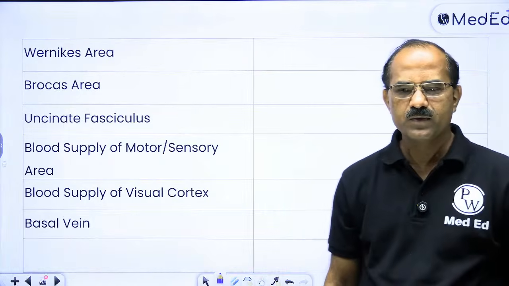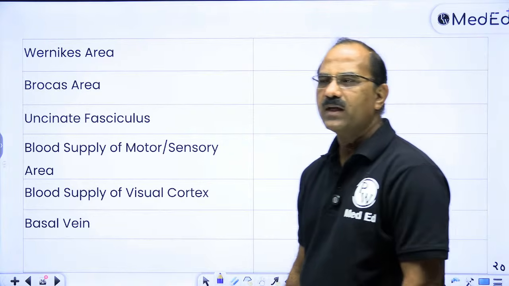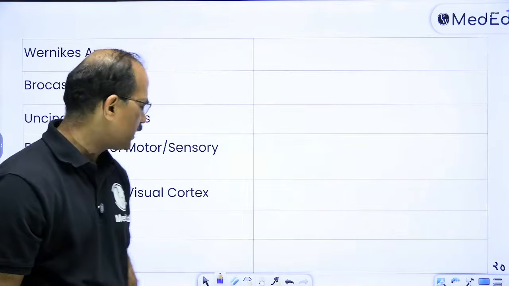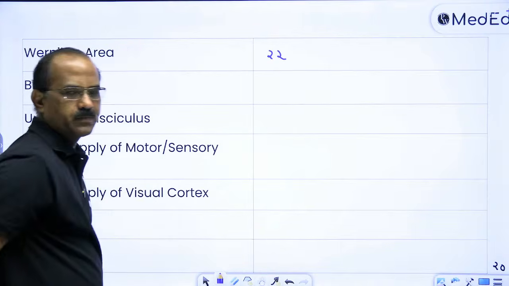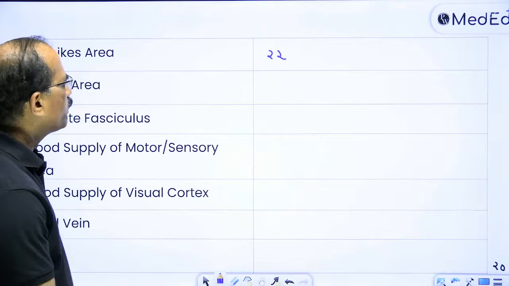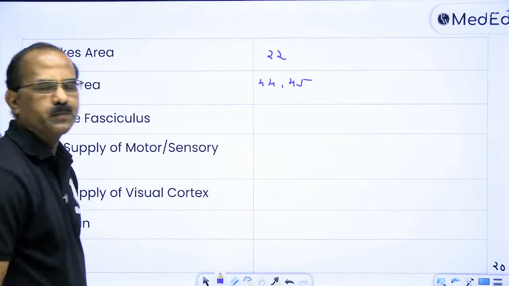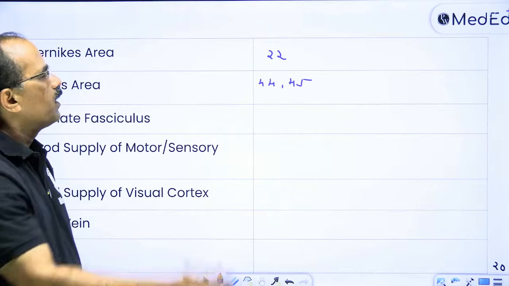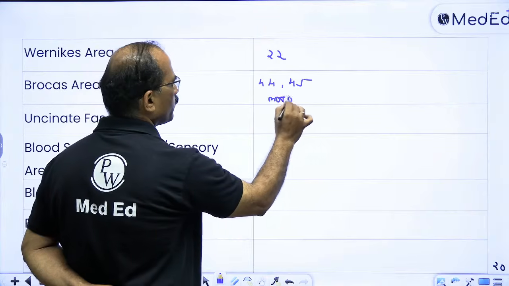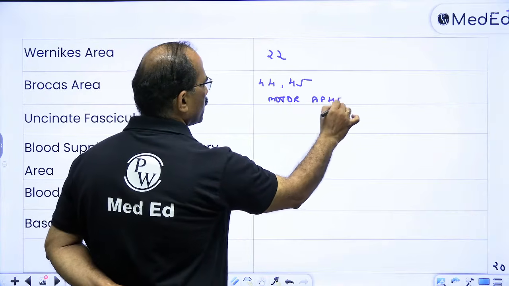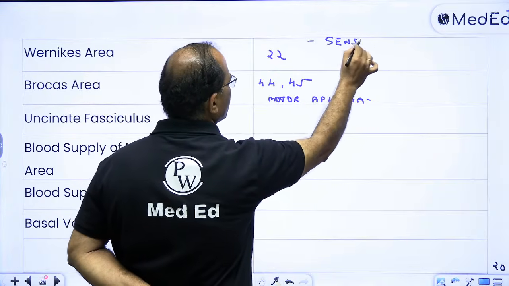चलो कुछ एमसीक्यूज हैं. आंसर दिस. Wernicke's area is which area? Wernicke's area is area number 22. That's a sensory speech area, right? Broca's area is 44, 45. That's a motor speech area. अगर ये डैमेज हुआ तो ये बनता है मोटर एफेजिया. अगर ये डैमेज हुआ तो सेंसरी एफेजिया.